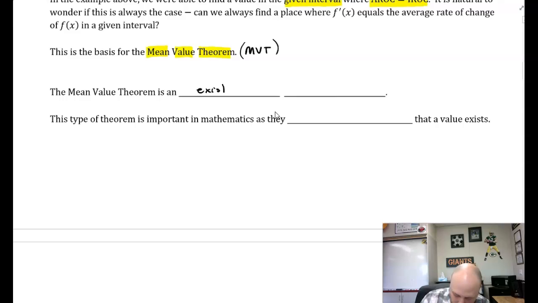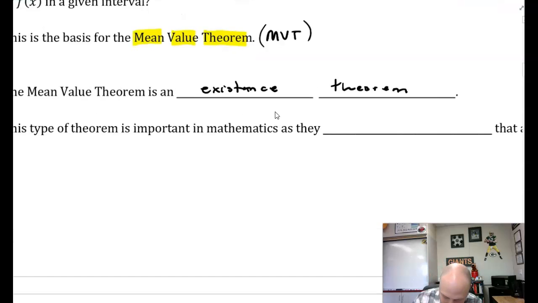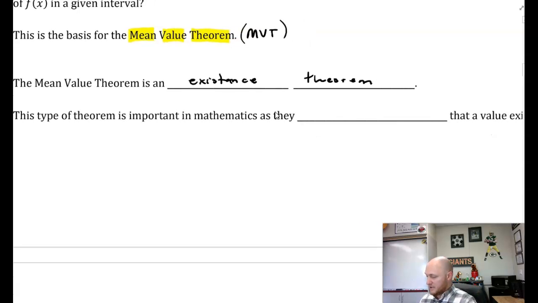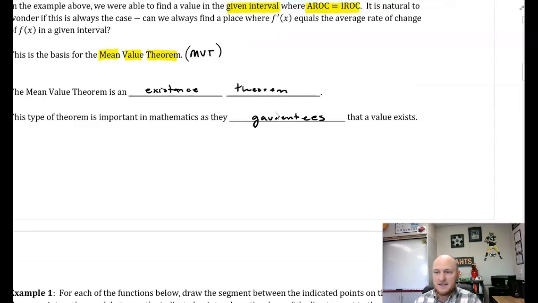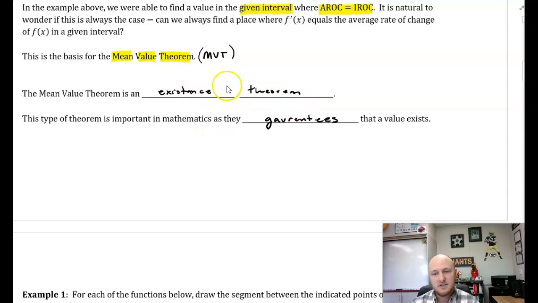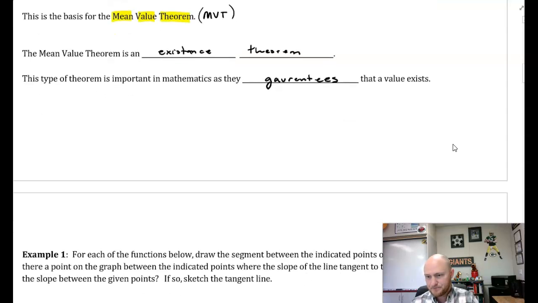Existence theorem. Just like the intermediate value theorem, it's an existence theorem, if you can read my writing. This type of theorem is important in mathematics because they guarantee that a value exists. That's why they call them an existence theorem. You're guaranteeing something exists. Okay, and we've already seen one, the IVT.